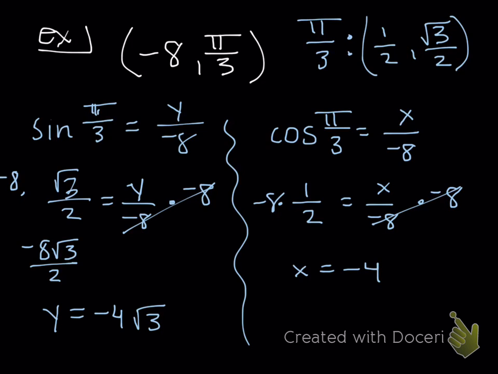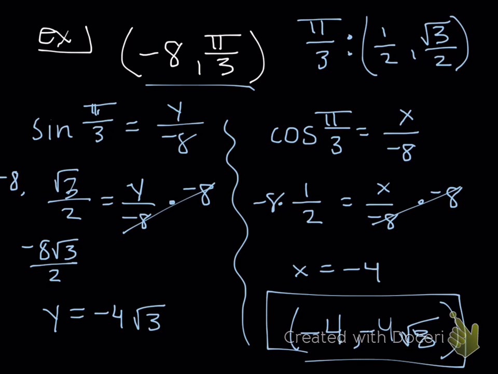So we found that the rectangular version of this coordinate is negative 4 and negative 4 root 3. So these two would fall in the same spot. So that's all for today. We're going to pick up with this concept tomorrow.